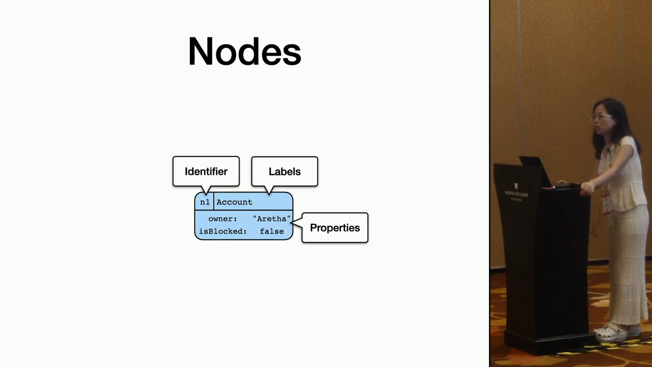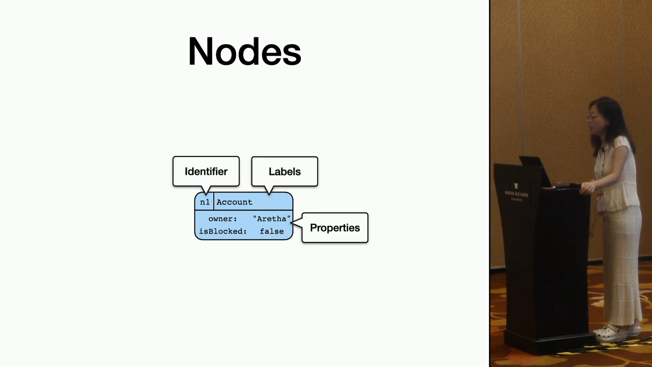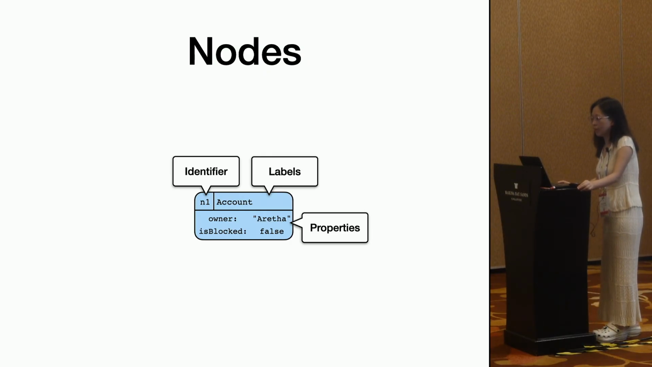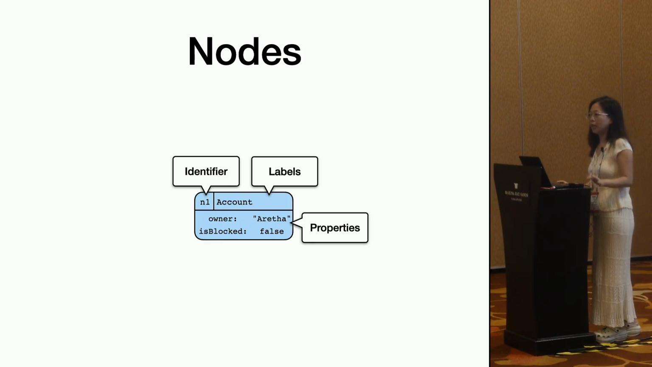So just to quickly explain what GQL is. In a graph, you can have nodes, and a node has an identifier. It has a set of labels, and it has some properties. For instance, here we have a node account. The ID is N1, the label is just account, and the properties are that its owner is Arena and its blocked is false. So it has two properties.